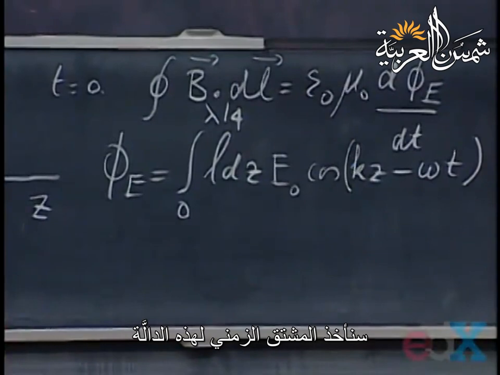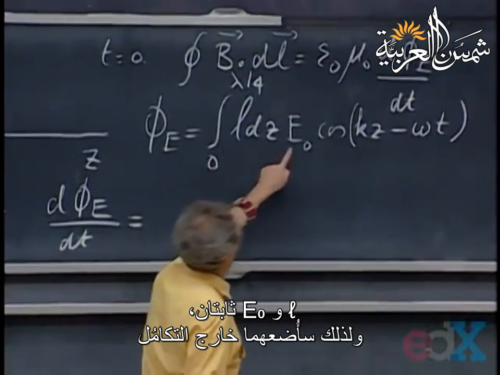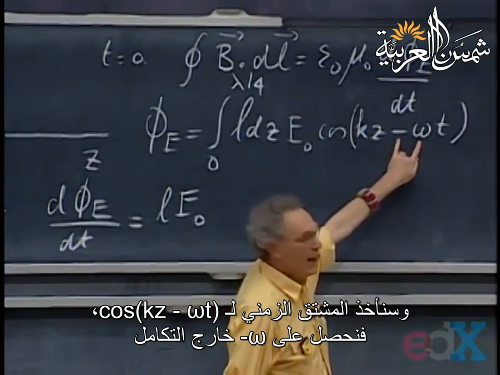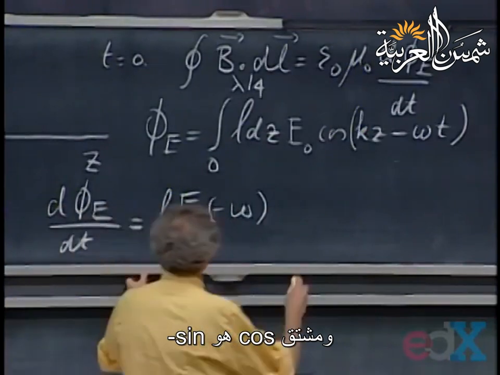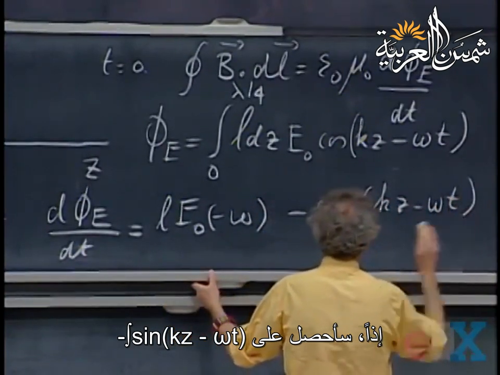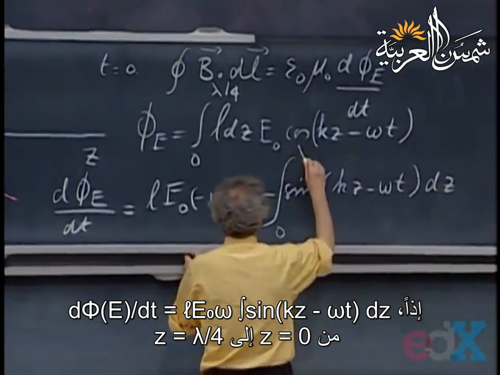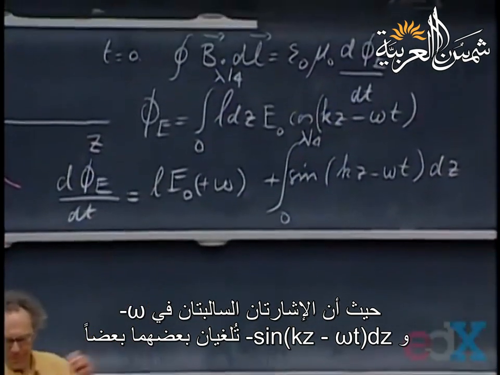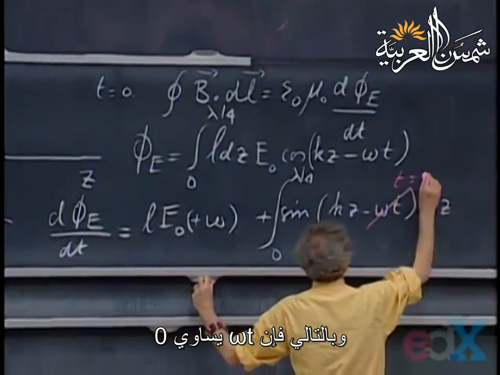So I'm going to take the time derivative of that function. So d phi E dt: L and E zero can come out, that's no problem, they are constants. I take the time derivative of cosine of kz minus omega t, then minus omega pops out, and the cosine becomes a minus sine. So I get minus the sine of kz minus omega t. And I have to do an integral. Here is my dz from zero to lambda over four. This minus sign eats up this minus sign. I have to do the integral, but I do that at t equals zero. In other words, this thing goes away because t equals zero.